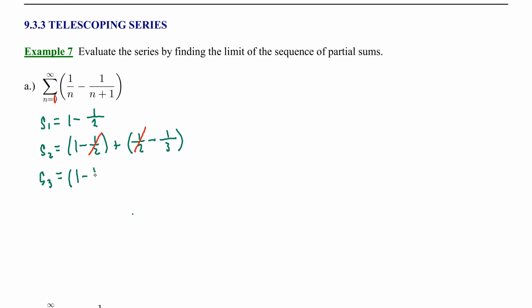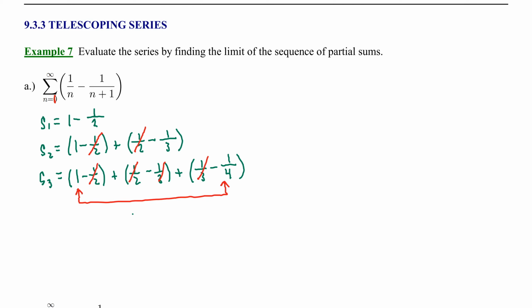Recall, the third partial sum is the sum of the first 3 terms of the series. So plugging in n equals 3, our last term would be 1/3 minus 1/4. Once again, we see the sum telescoping down to the very first and the very last term. We can assume that this pattern continues until we get to our nth term, or our general term for the partial sum. So we know this cancellation pattern is going to continue.